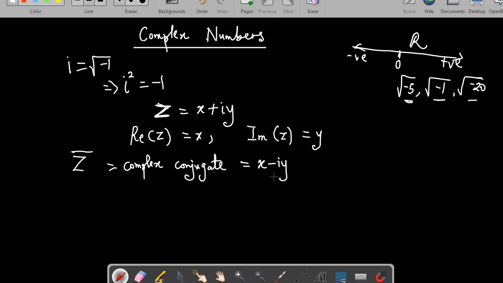Okay, so if it's plus, it becomes minus, and if it's minus, it becomes plus. Okay, so that's your complex conjugate. All right, now I want you to take note of this very important property.